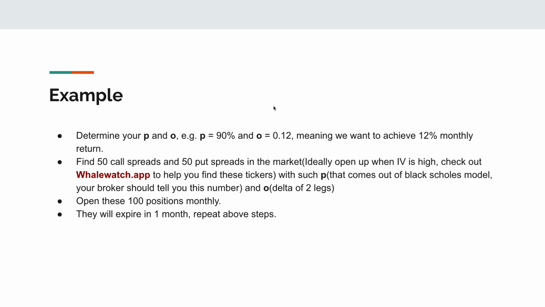So here's an example. Let's say you have a predefined P equal to 90% and O equal to 0.12. That means we want to achieve a 12% monthly return. So what you would do is find 50 call spreads and 50 put spreads in the market. Ideally, you should open this up when implied volatility is high. And check out Whalewatch.app to help you find these tickers.